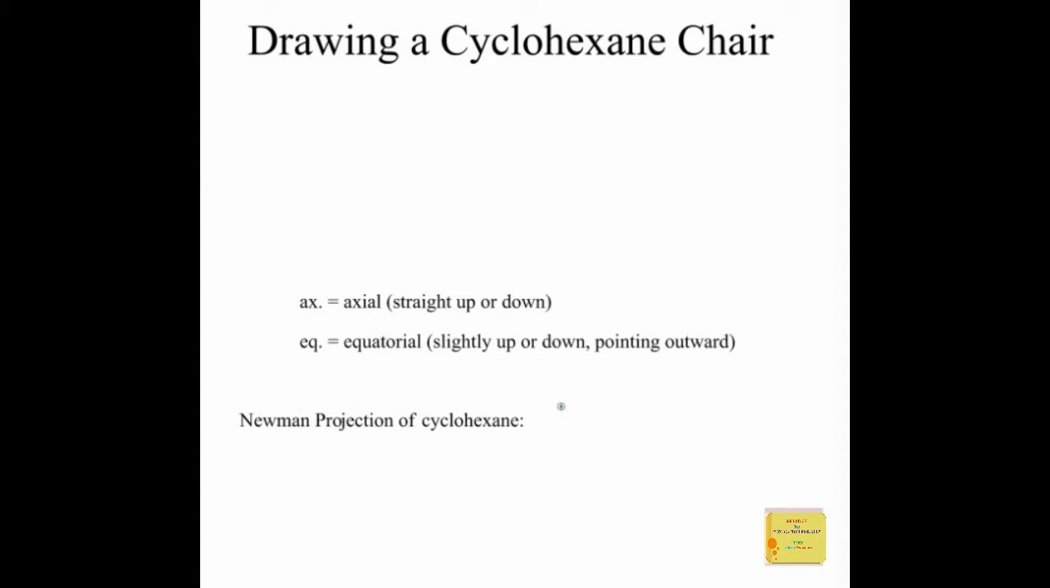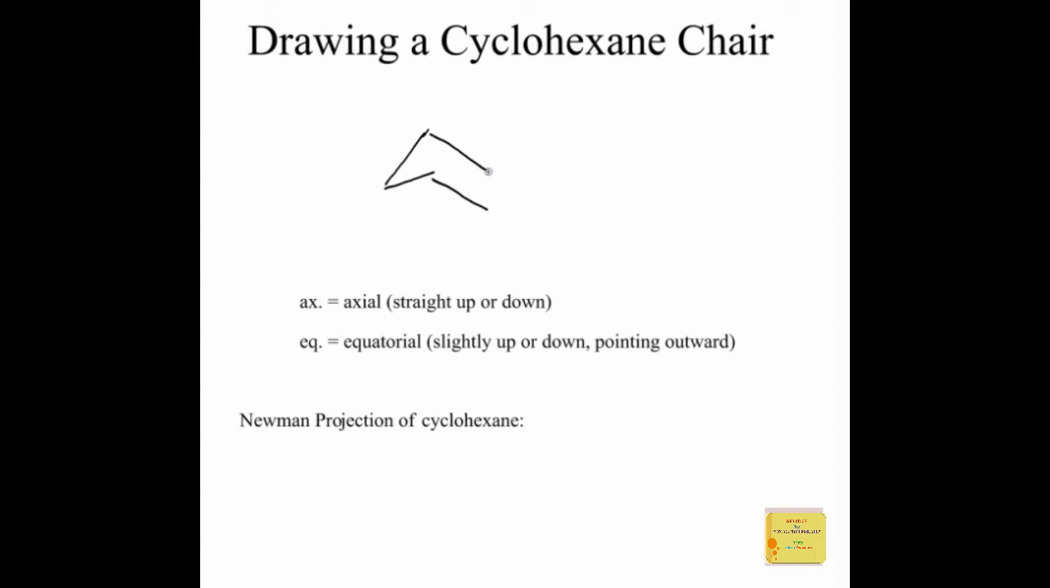Now, drawing a cyclohexane chair is going to be a skill that you want to develop in organic chemistry. And let's go through how to do that. The first thing you want to do is draw a wedge, draw a little angle here. And then you're going to draw 2 bonds coming down that are parallel to each other.